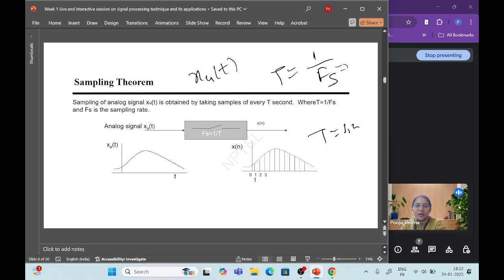Okay, so how are we converting analog to digital? By taking samples at every T seconds. So this is a circuit, here we are giving the input, then we are sampling at every T seconds, fs is equal to 1 by T, then we are getting x of n. Here the analog signal, we are getting the output in a discrete form. After that we will quantize the signal. Okay, so how are we sampling? By the Nyquist criteria.